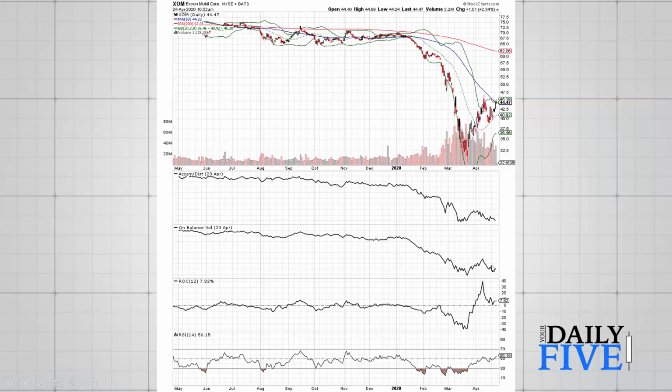So it looks like a little bit of money's working its way into Exxon, and nobody is really selling it off right now. So furthermore, I like this ascending triangle that I'm seeing here. Drilling down a little more, we see that RSI is just above 50, which means it's not overbought and it has room to rise.